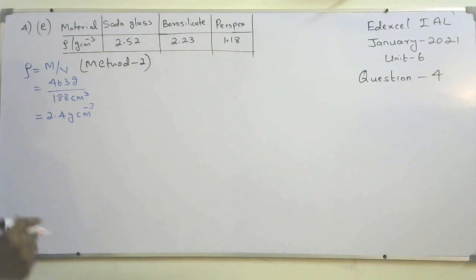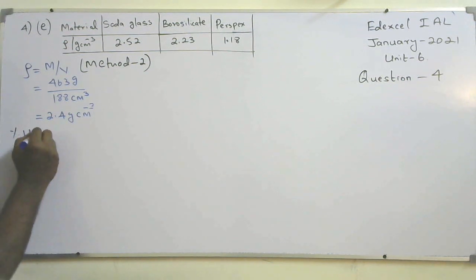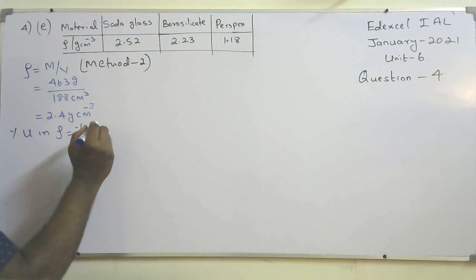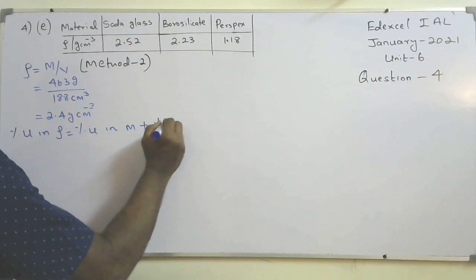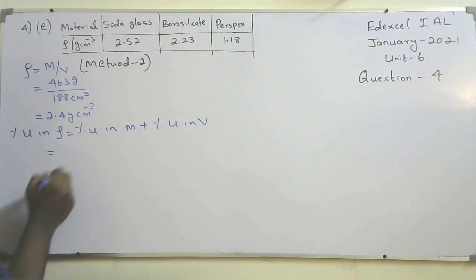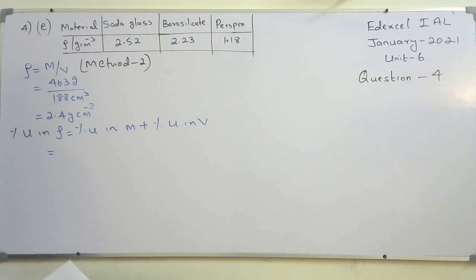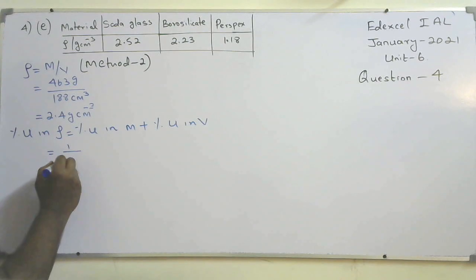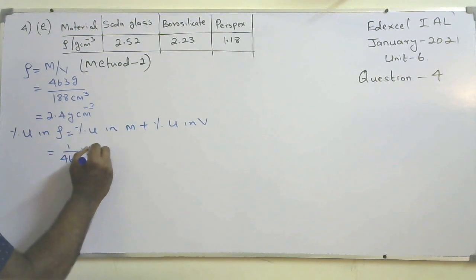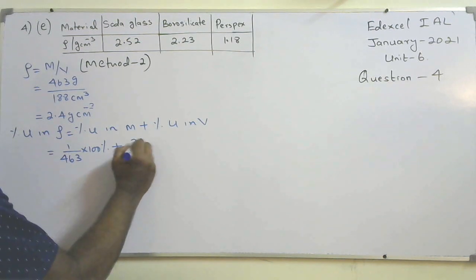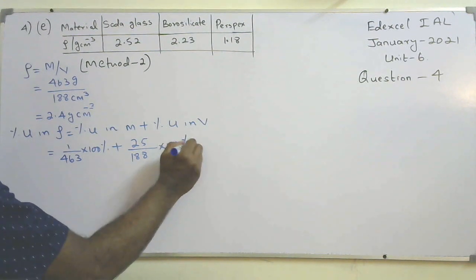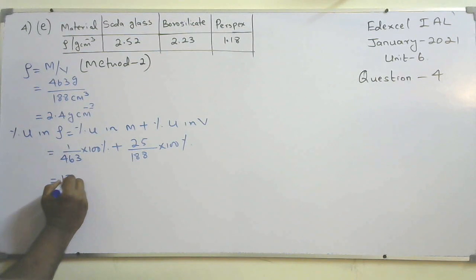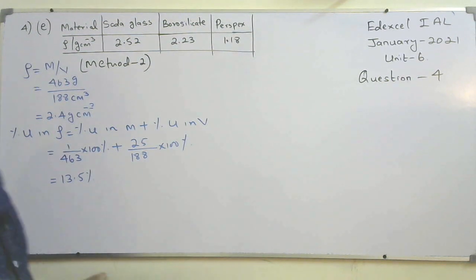I need to find the percentage uncertainty. So percentage uncertainty, I need to find it again. Percentage uncertainty in rho equals percentage uncertainty in mass plus percentage uncertainty in volume. I erased it, so I'm doing it again. Percentage uncertainty in mass is 1 over 463 times 100%, plus 25, the answer in B, over 188 times 100. So that will be 13.5%.